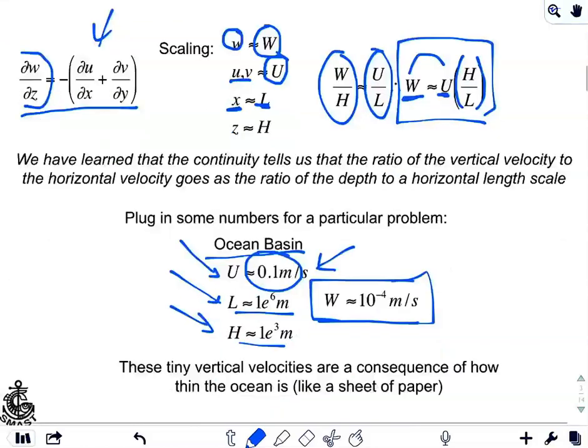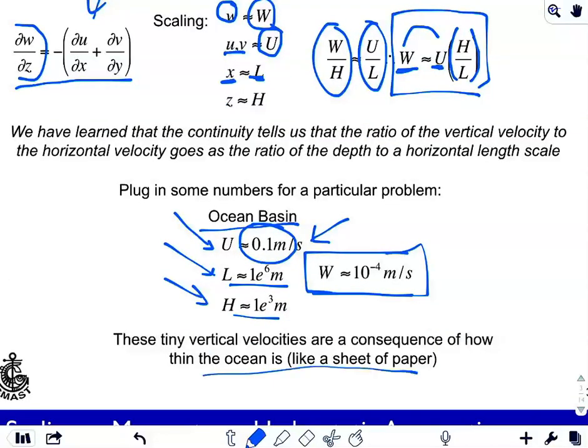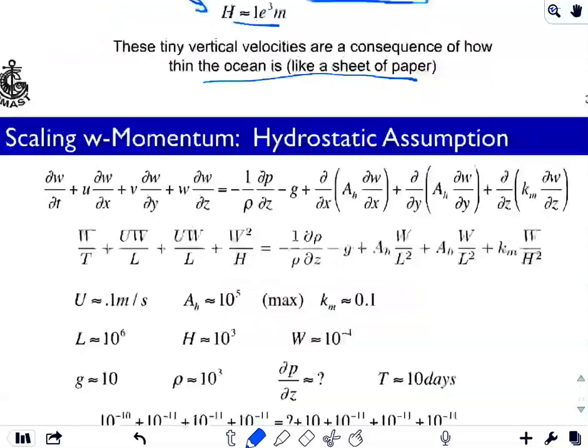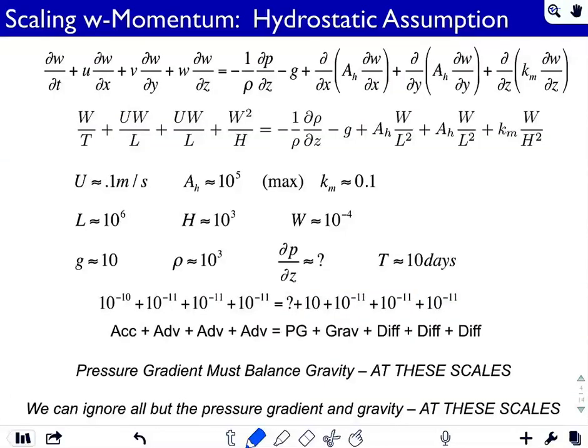And this is because the ocean's like a sheet of paper, essentially constraining the motion to be in the horizontal and only allowing for very small, tiny vertical motions. Now this is not necessarily true everywhere. You can have places of stronger upwelling or bathymetric changes, but this is just to give a general order of magnitude, and that's what continuity tells us once we scale it. It tells us something about W at the scale of ocean basins.